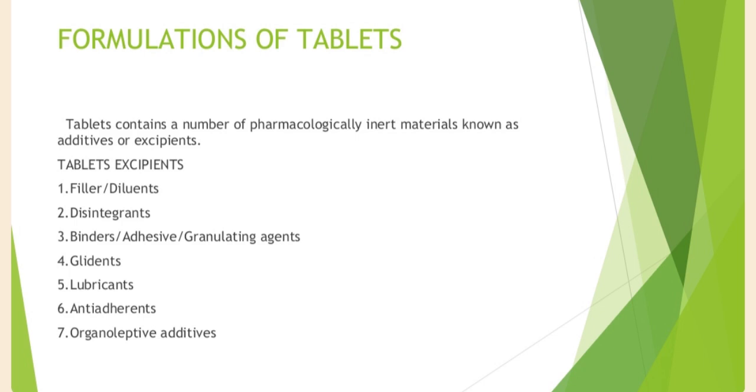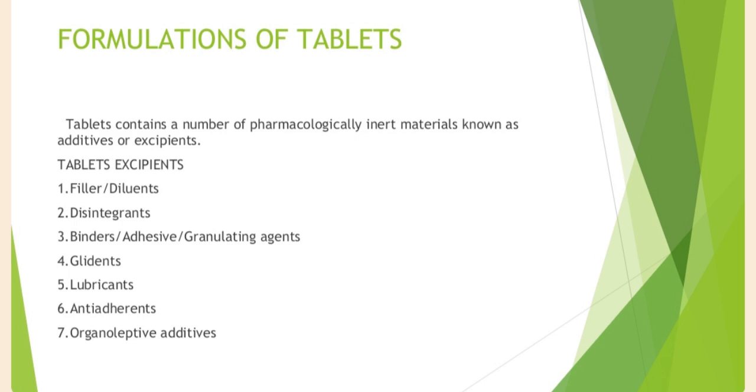And adherents. They have both the function of lubricants and also glidants. They are used to prevent sticking or adhesion of the tablet granulating materials or powder to the face of punches or to the die wall. Colloidal silica, cornstarch, magnesium stearate, calcium stearate, stearic acid, talc. These are all examples of lubricants and the adherents.